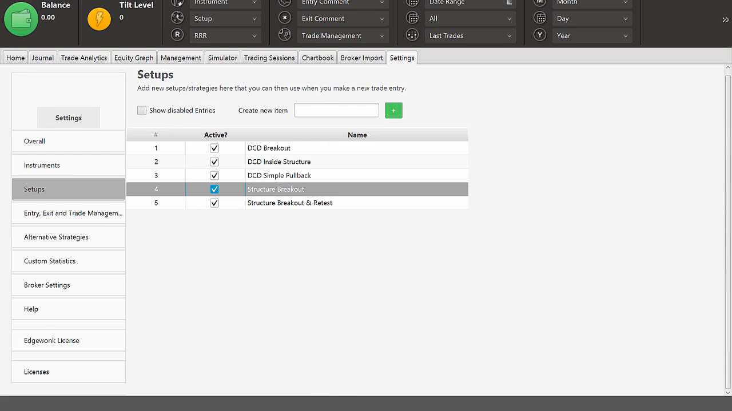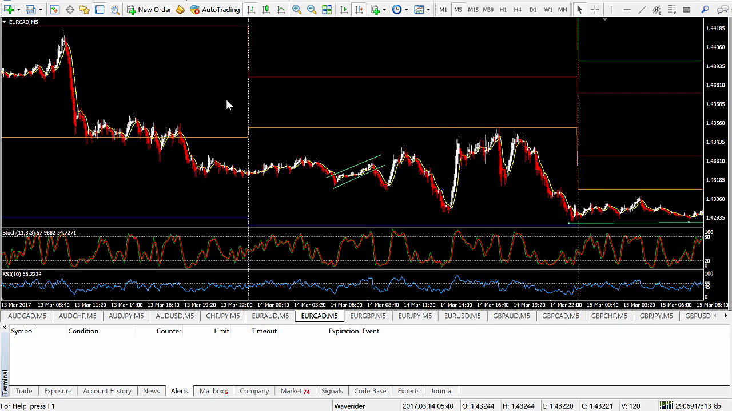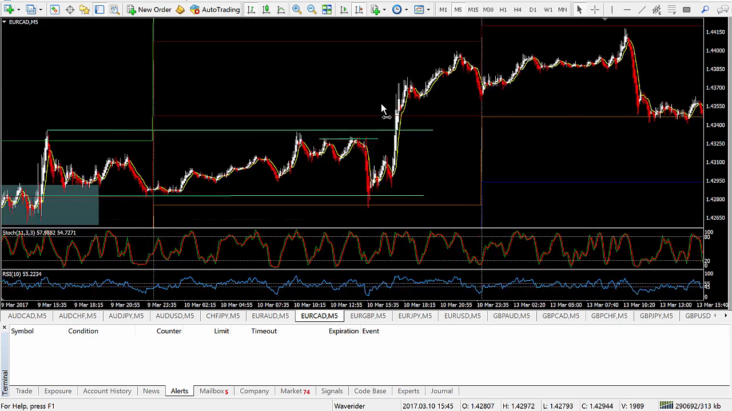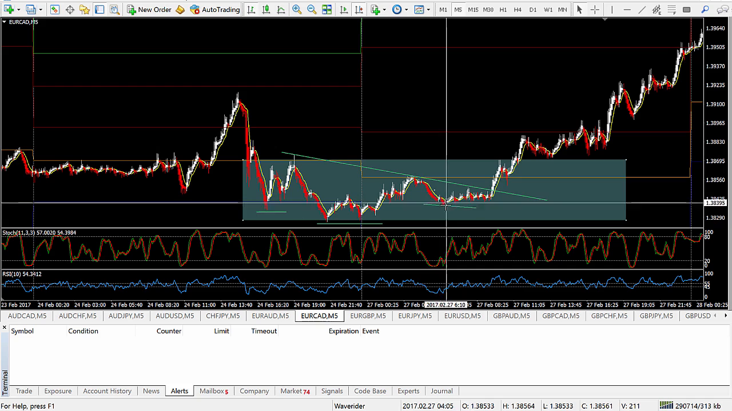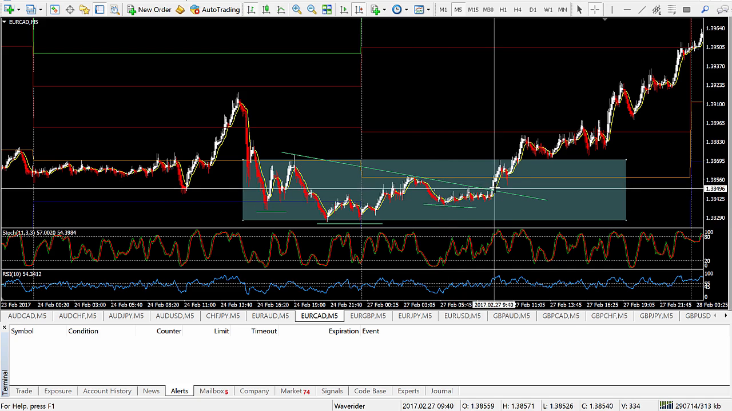Then we have the structure breakout, which is a setup that is not preceded by a drive. For example, down here we have the head and shoulders, and the head and shoulders is one of my favorite structure breakouts because it serves so well for our purpose. We can get in at the right shoulder or at the break of the neckline. This is a structure breakout setup. As you can see, there is no drive preceding this whatsoever except for a down drive. And then we get the reversal structure and up we go.